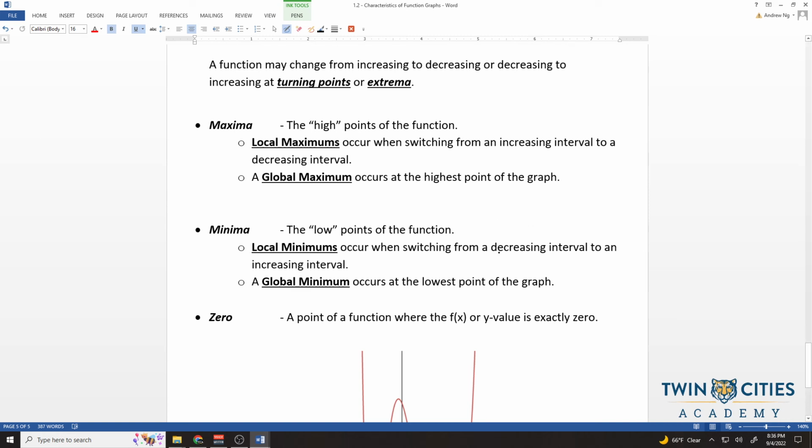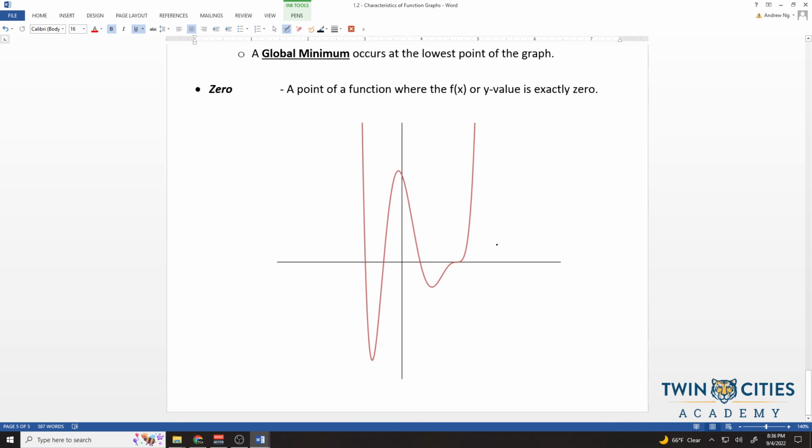So what we're going to do is we're just going to take a look at this graph here, and I'm not sure exactly what function this is, but we're going to identify what the maximums, the minimums, and the zeros are. So let's start with maximums.